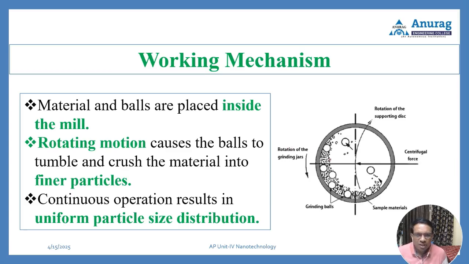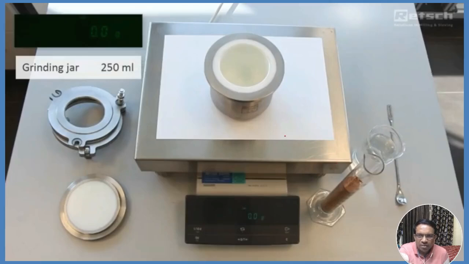Whenever it is rotating, as we said previously, the balls will collide with one another and with the surface. In between, the balls will come and collide with each other. So that leads to reduction of the particle size. Even though at the outset it seems simple, we have to take more precautions in order to get the finer particle. Now here we will see how this ball milling works.